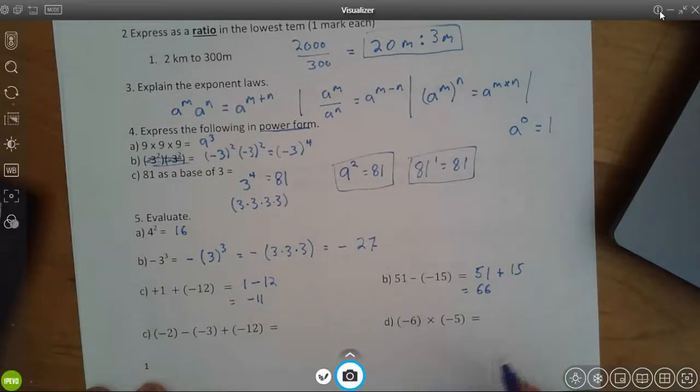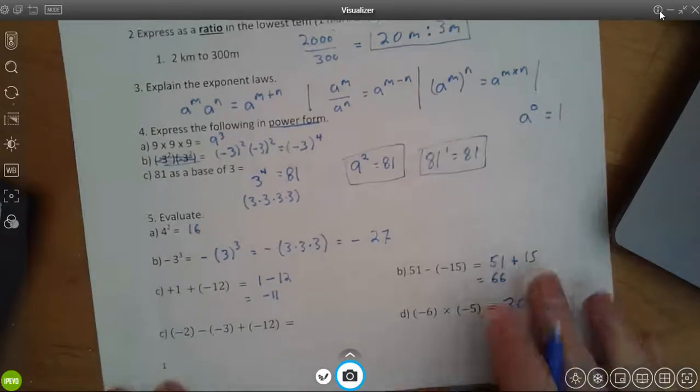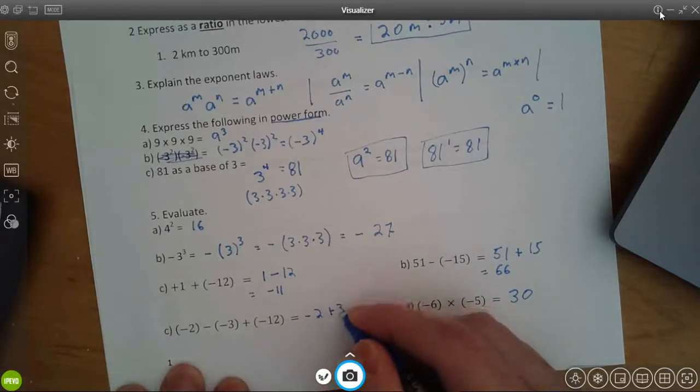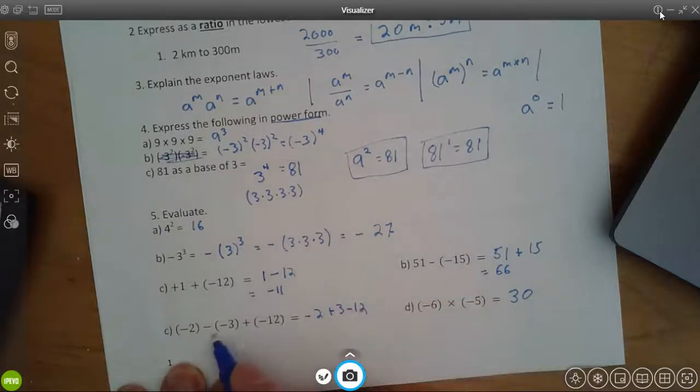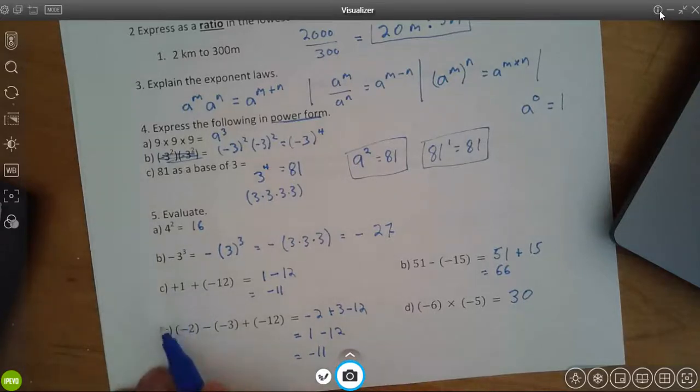Multiplying integers, if the sign is the same, it's going to be positive. A negative times a negative, so it'll be positive 30. And again, I'm just going to simplify my sign. So I have negative 2 plus 3 minus 12. So anytime I have two consecutive signs, I like to simplify. Negative 2 plus 3 is 1. 1 minus 12, again, is negative 11. I don't know why they have the same letter, but they also have the same answer.